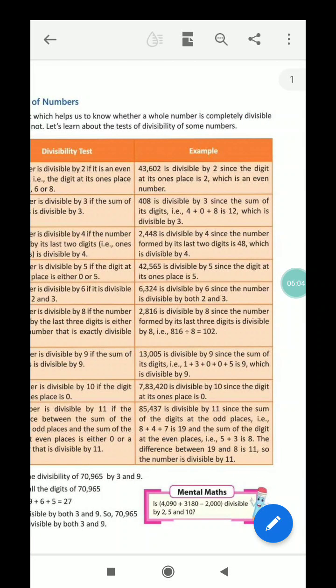85,437 is divisible by 11 since the sum of the digits at the odd places, that is 8 plus 4 plus 7, is 19, and the sum of the digits at the even places, that is 5 plus 3, is 8. The difference between 19 and 8 is 11, so the number is divisible by 11.